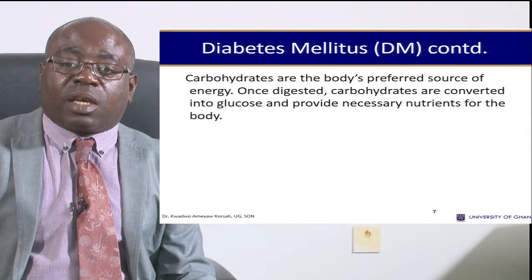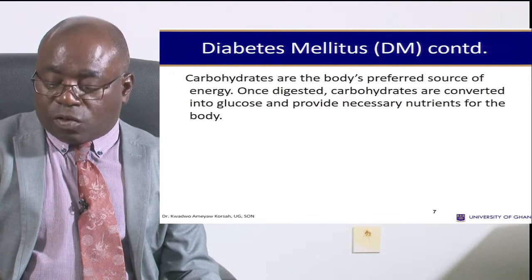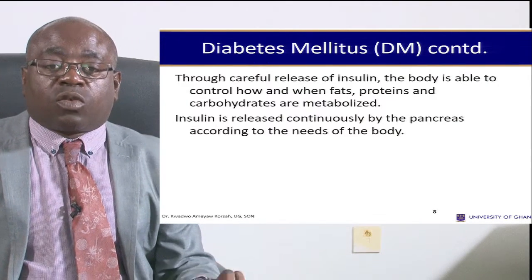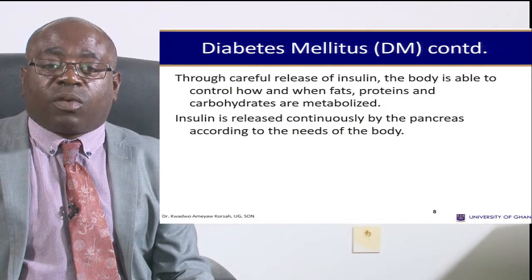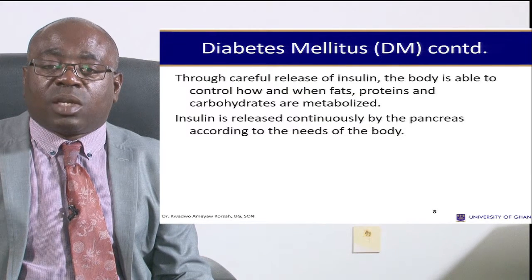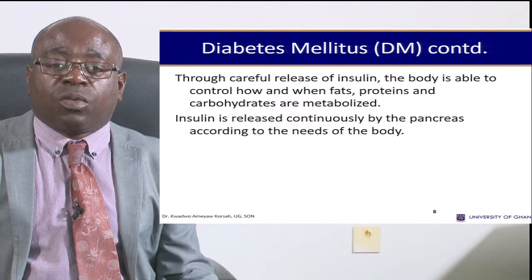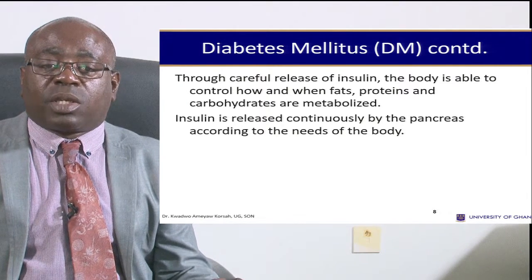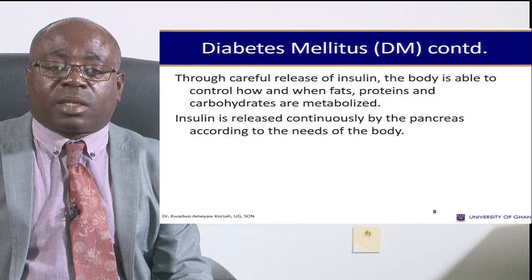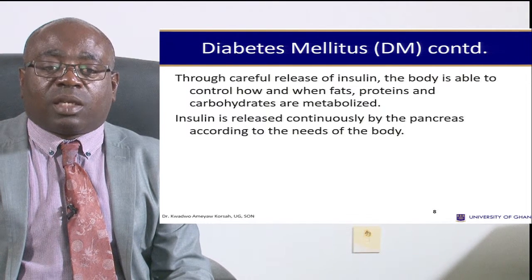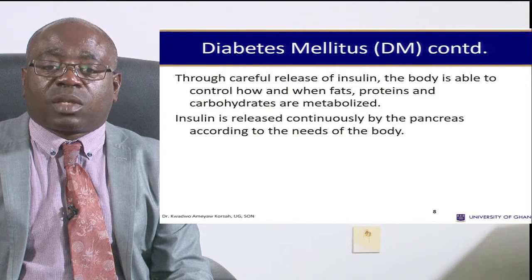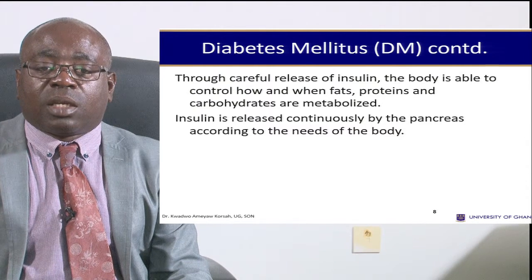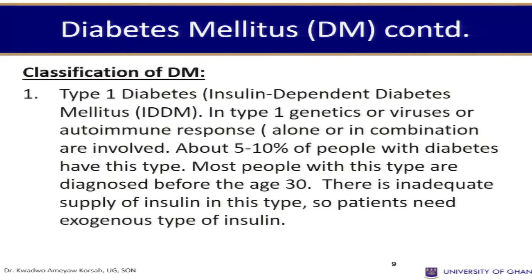glucose and then provide necessary nutrients for the body. So through careful release of insulin, the body is able to control how and when fats, proteins, and then carbohydrates are metabolized. And so insulin is released continuously by the pancreas according to the needs of the body.